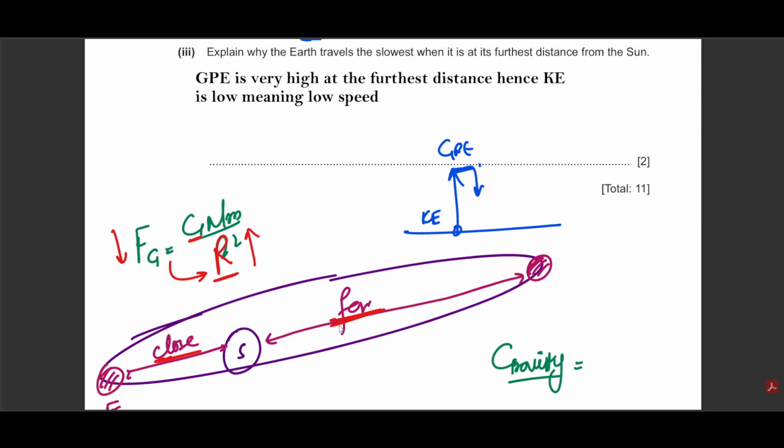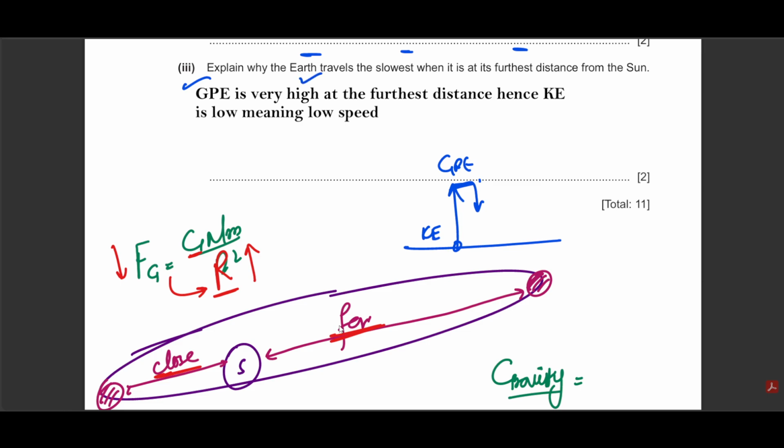Similar thing happens here. So the gravitational potential energy is very high when it is further away, which is why it is moving at slow speed, because at this point, the kinetic energy store is low. It's an exchange between the two. And at the further distance, hence the kinetic energy is low, meaning the speed is low. Or vice versa, you can use the same argument on the other side.